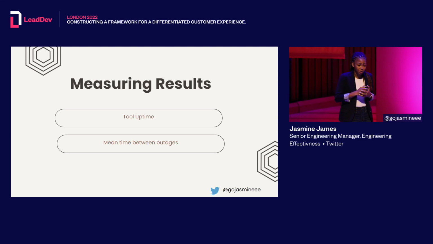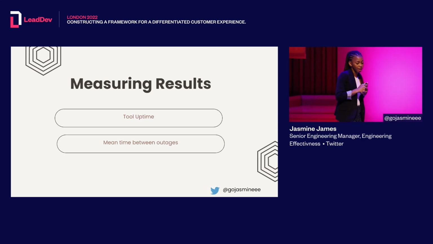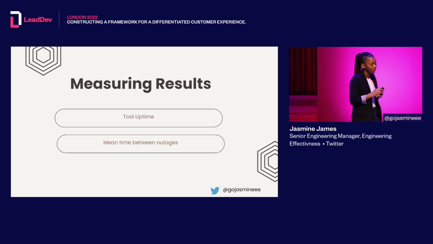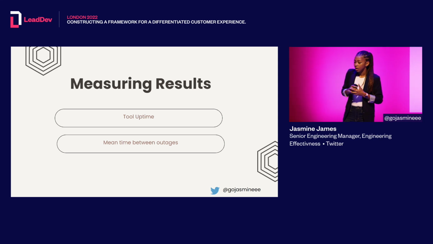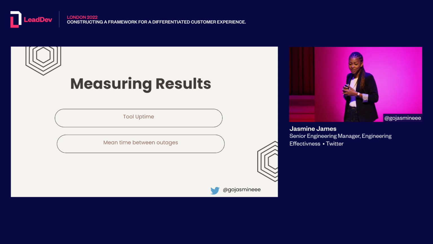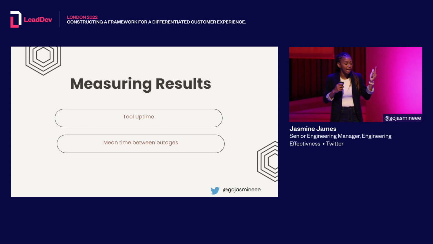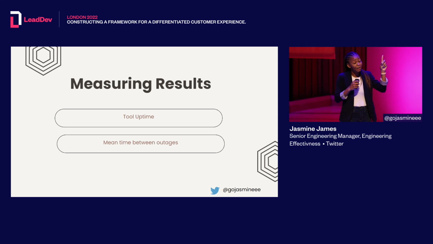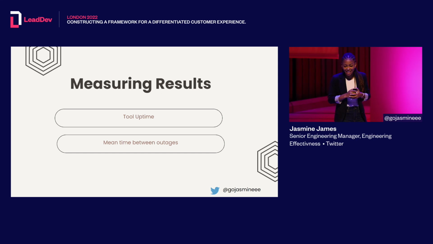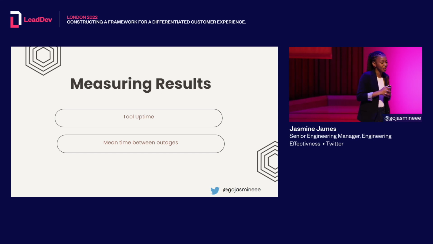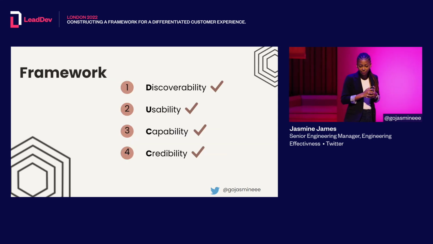As it comes to metrics for measuring credibility improvements, the main thing that we looked at was tool uptime. The next thing we looked at was mean time between outages. Higher tool uptime and a higher mean time between outages were great improvements to developer confidence over time.